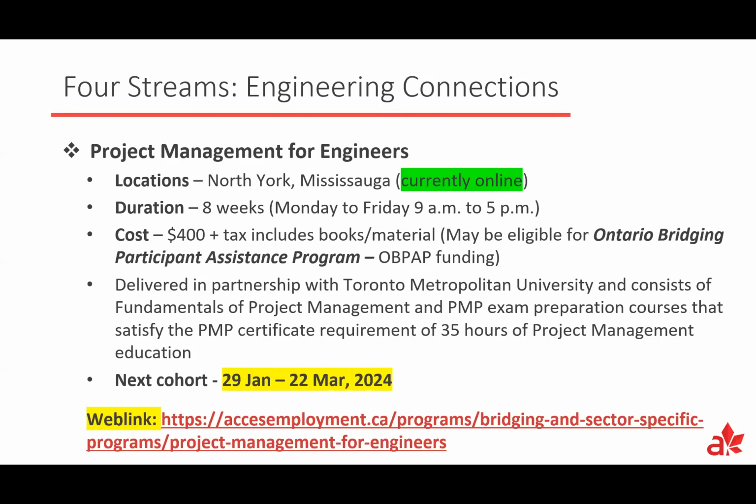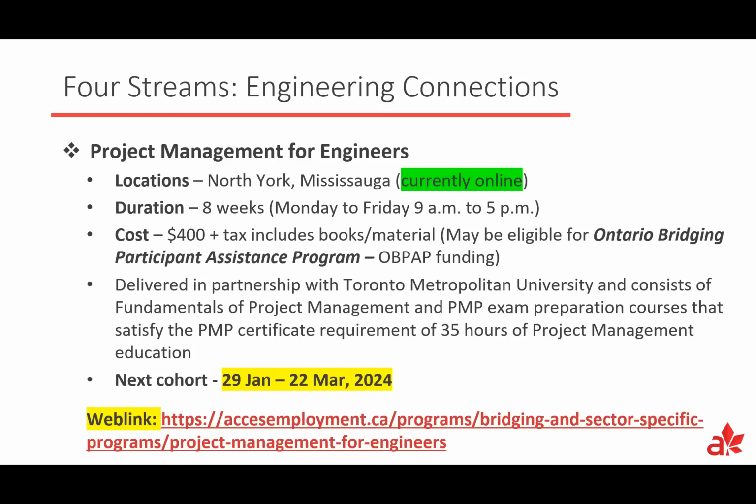Then the next stream is what we call Project Management for Engineers. It is also online. It's an 8 weeks full-time program. It is funded by the Ontario government, and there's a little tuition fee for that, $400 plus tax, but people can get a refund if they're accepted to the program. And this program is delivered in partnership with the University of Toronto.